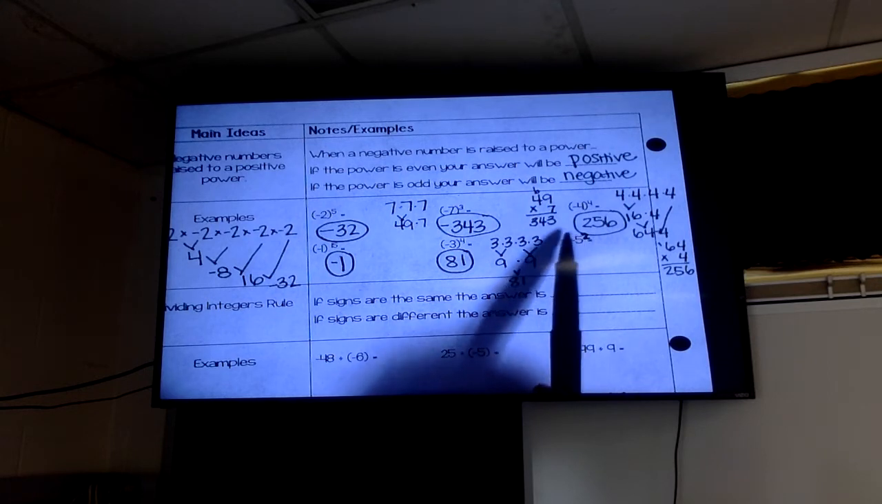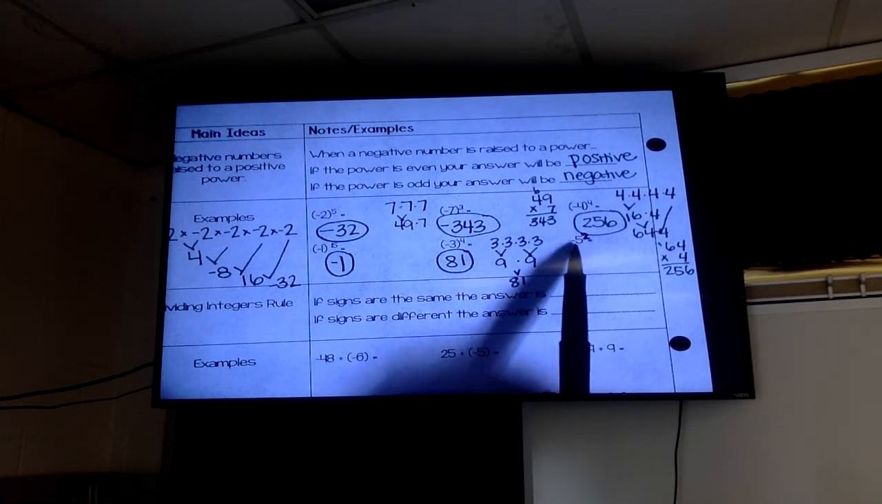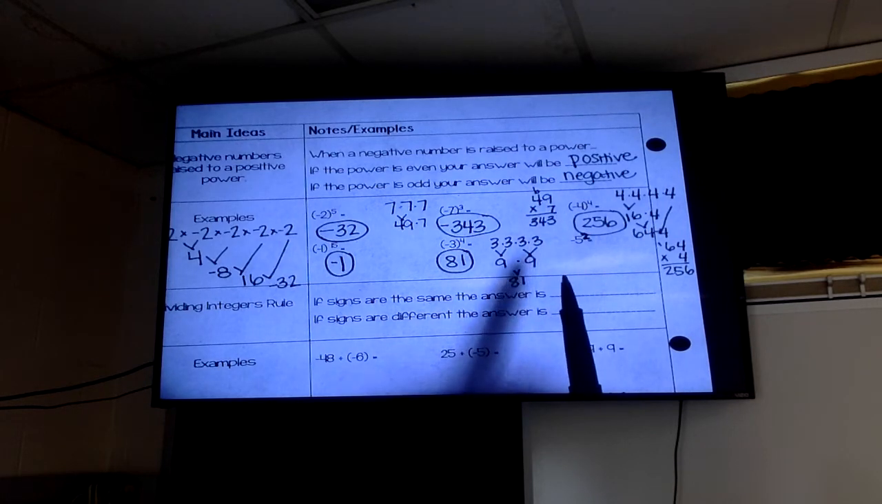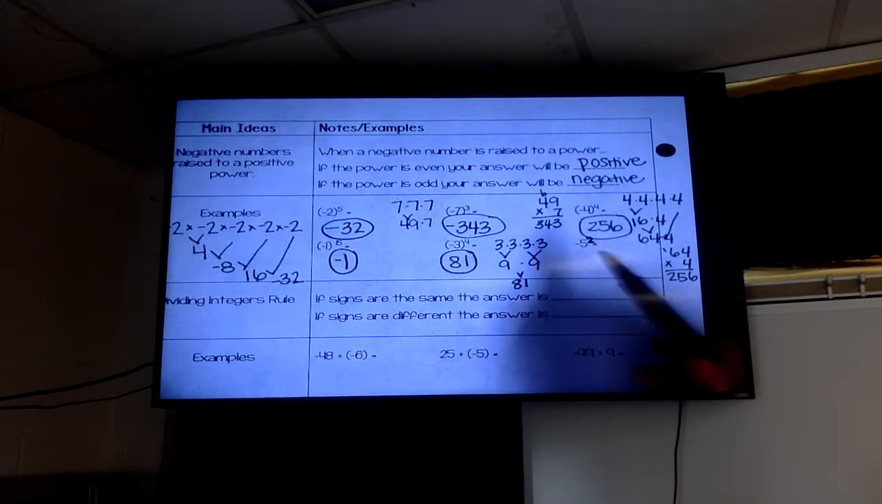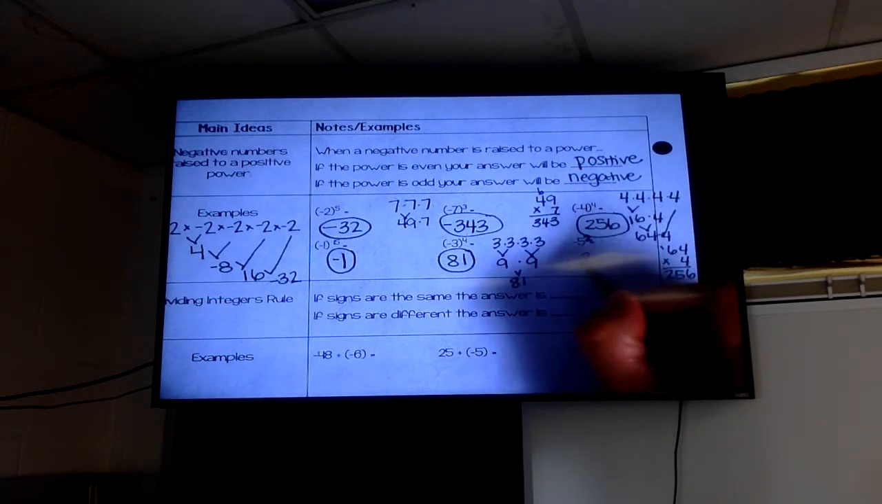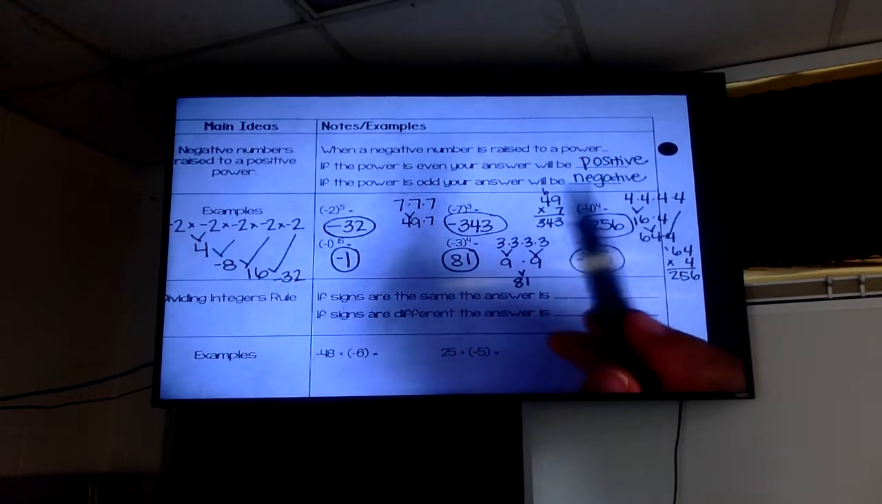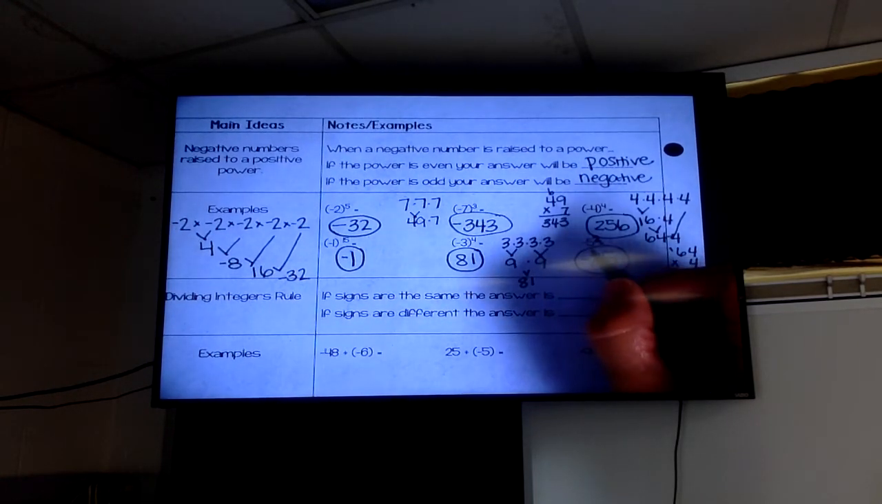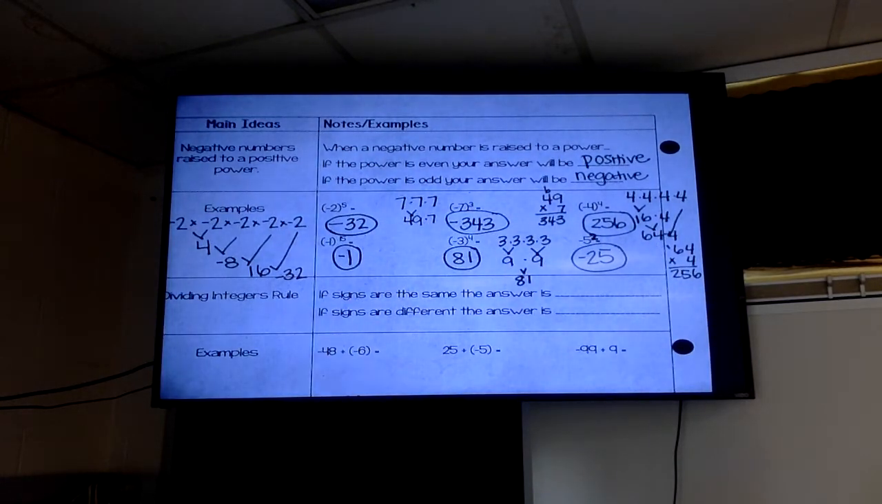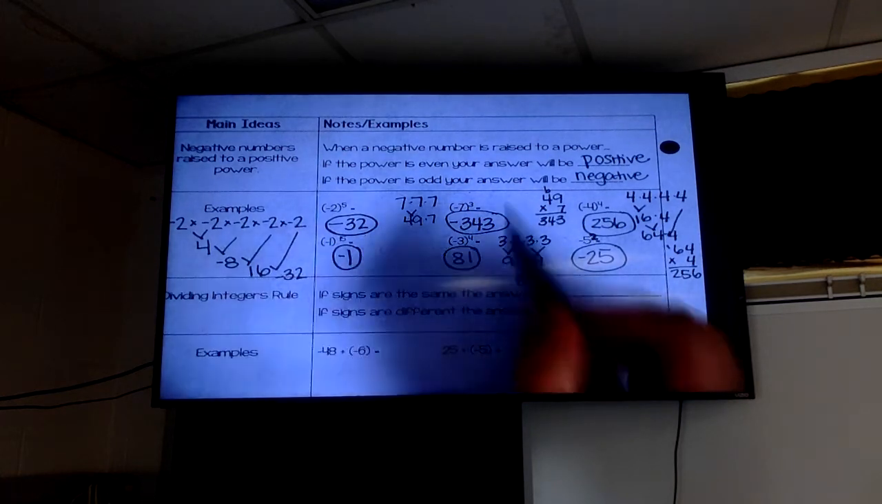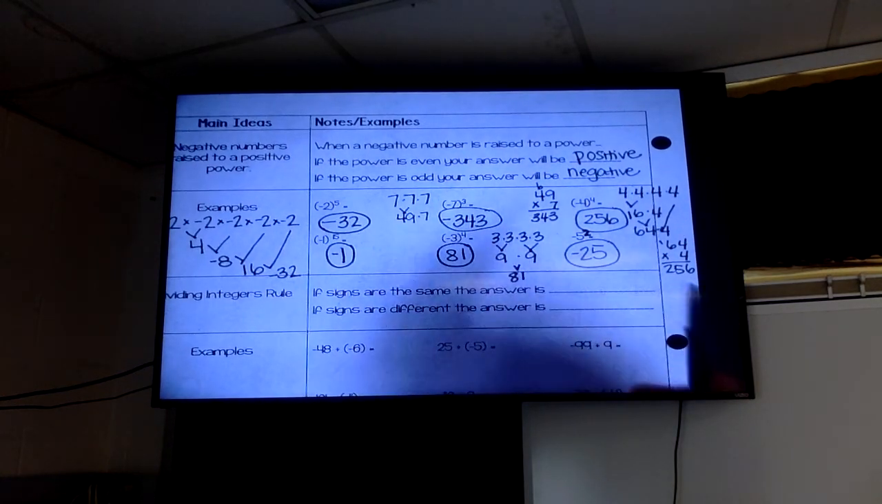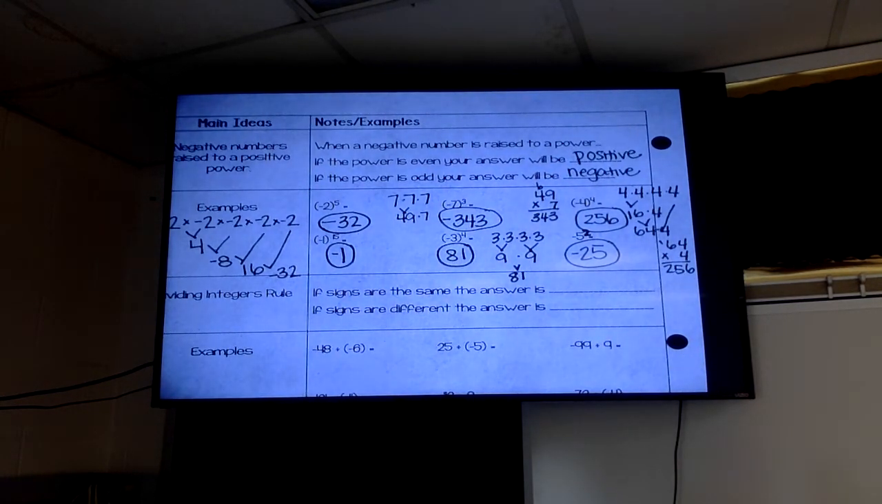Since there's not parentheses around the negative 5, this is actually saying 5 to the second power and take the opposite of it. So 5 squared is 25. The opposite of 25 is negative 25. Now, if I would have followed my rules with the parentheses, then I would have said 5 times 5 is 25. And because it's even tells me my answer is positive, so I would have got it wrong. So you gotta be really careful of that.